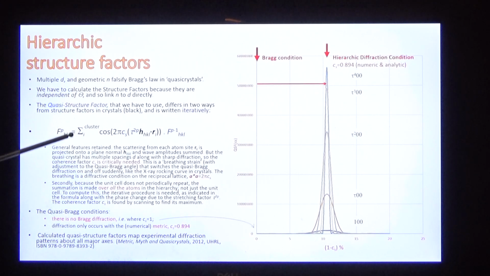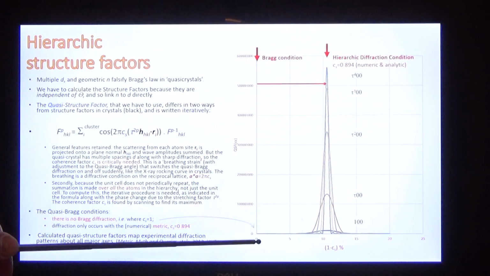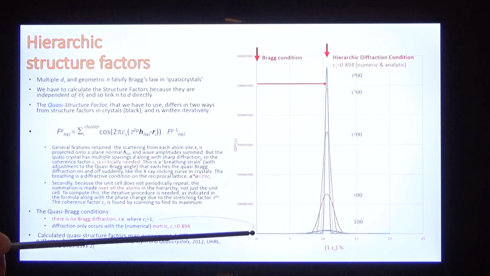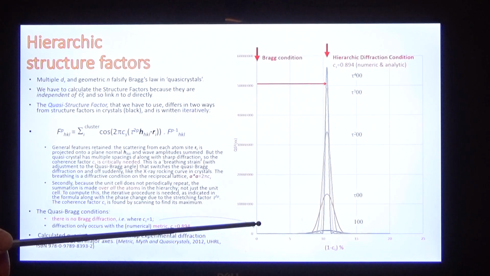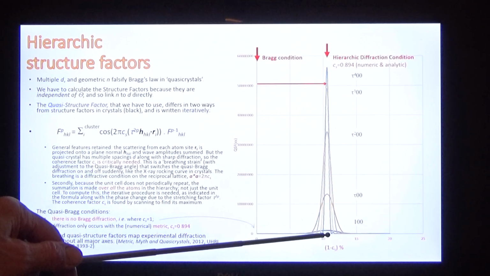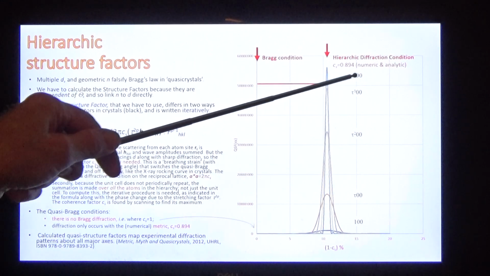The QSF for supercluster order P is equal to QSF order P minus 1 multiplied by this function, which describes the change of phase due to the stretching factor. And what is the result? There is no Bragg diffraction. If there were Bragg diffraction, it would occur on the ordinate axis where CS equals 1. But when we scan CS numerically, we find the quasi-Bragg condition occurs where CS has the value 0.894.